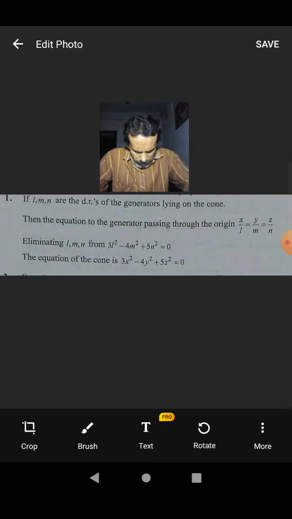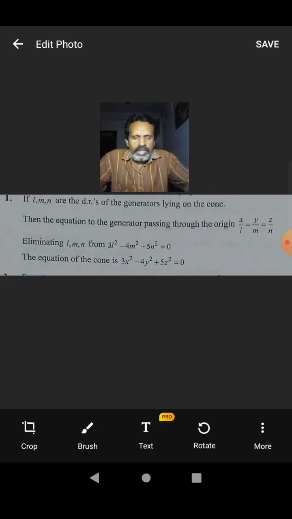Now we construct a line (x minus alpha) by l is equal to (y minus beta) by m is equal to (z minus gamma) by n. So substituting the values, (x minus 0) by l is equal to (y minus 0) by m is equal to (z minus 0) by n is equal to some k. Each ratio is equal to some constant. So you have x by l is equal to y by m is equal to z by n. This is the line equation.